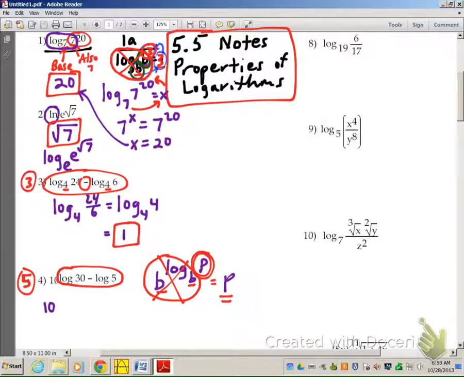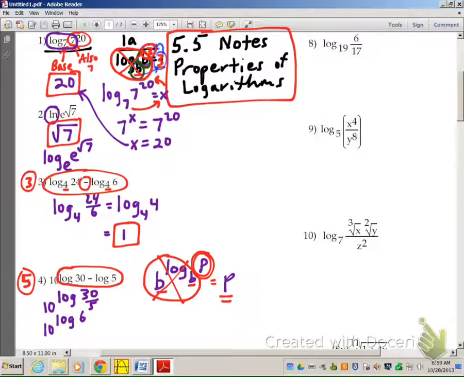Okay, so we have the log base 10 of 30 minus the log base 10 of 5, and so the difference of the logs is the log of the quotient. So 30 divided by 5 is the new argument, and so we get 10 to the log base 10 of 6.